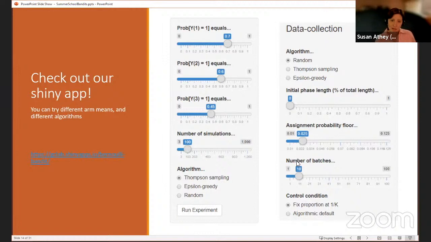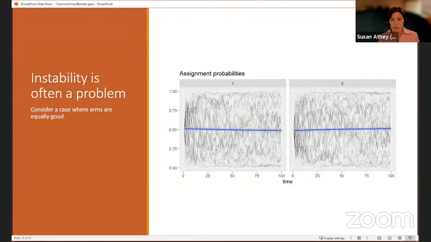It's got these different slider bars for different ways you can do this. You can figure out how many arms you want and just run some simulations and see how these things work. And that can help you build some intuition for the different algorithms and how they work. So one thing you can see if you play with it is that there are certain edge cases where these algorithms can have certain drawbacks.